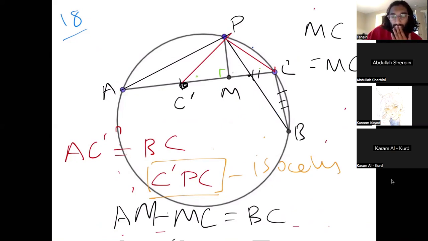Okay, maybe it will help us if we can find some equal angles, right? So already we have this angle and this angle are equal from the isosceles triangle. Are there any other equal angles in this picture?